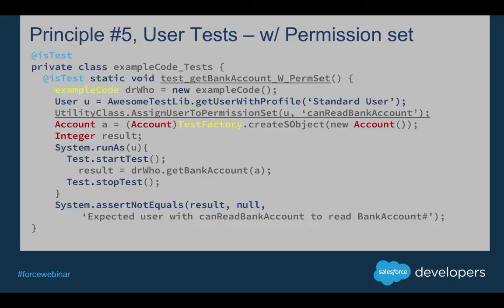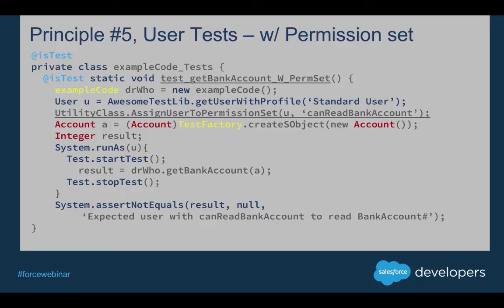So that's principle number 5 and the third general pattern of unit testing. We've got negative tests, positive tests, and user tests that are both positive and negative. You want to write both when you've got a situation where you're checking for permissions.